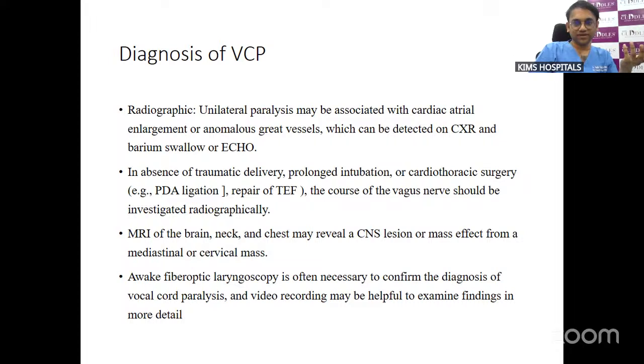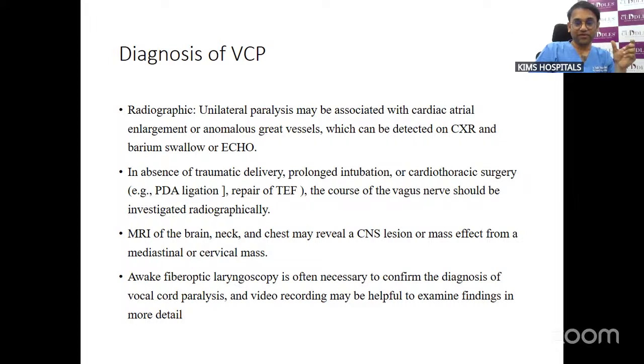We can see whether something is causing pressure on the trachea and the esophagus. In the absence of any traumatic delivery, prolonged intubation, cardiothoracic surgery or TEF repairs, the course of the vagus should be investigated radiographically. MRI of the brain, neck, and chest may reveal CNS lesions or mass effect on the mediastinal cervical nerves. We need to do an awake fiberoptic laryngoscopy, sometimes necessary to diagnose vocal cord palsies.